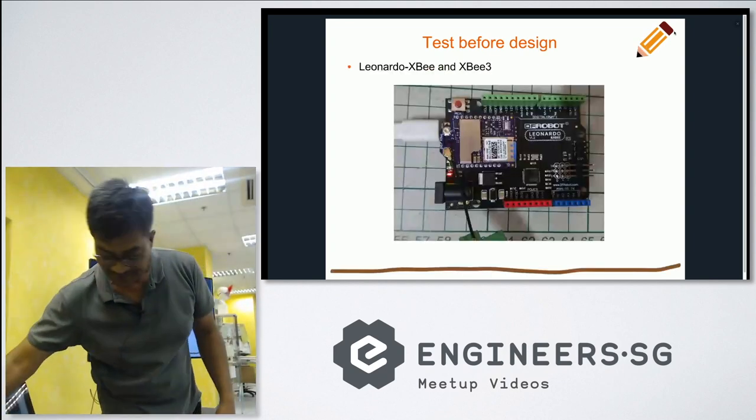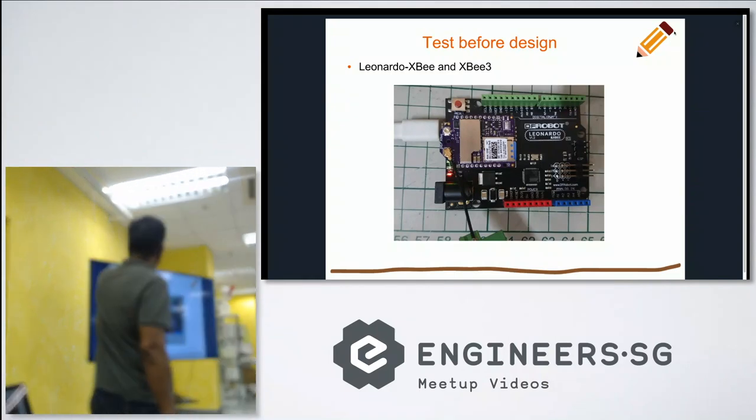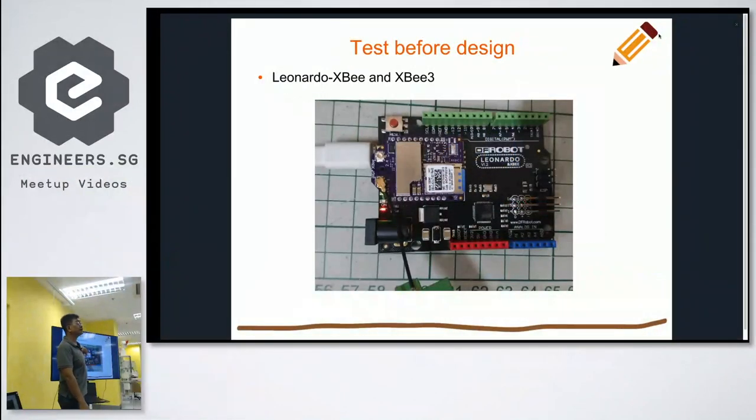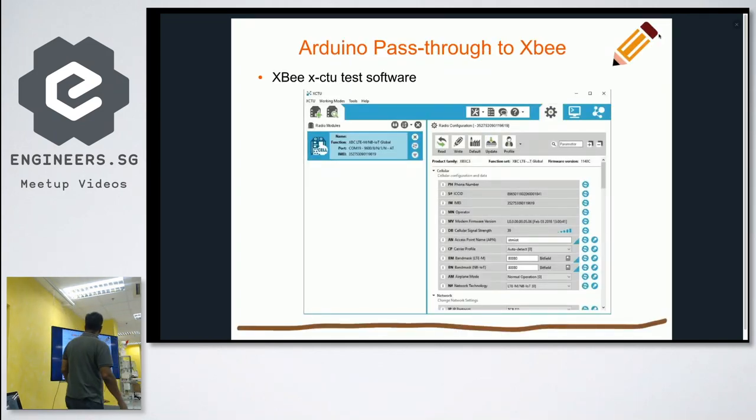There you go. All right, here comes the fun stuff. Testing this is pretty straightforward. I've got the Leonardo with an XB header. Slap the XB on top of it and write some very easy code to do pass-through: USB as a serial port passes through to the serial port of the XB. So with the Leonardo, it solves a lot of hacky wiring.